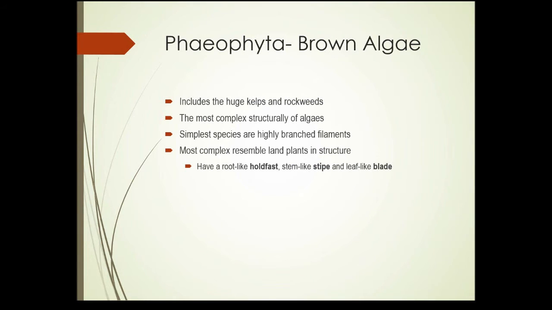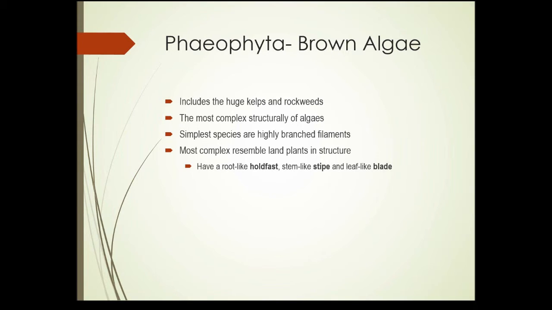Next we'll have a look at brown algae, Phaeophyta. It includes the kelps and the rockweeds. These are the most complex algae in terms of structure. The simplest ones are highly branched filaments, as we saw in the previous red algae. Here, that structure is the simplest of the brown algae.